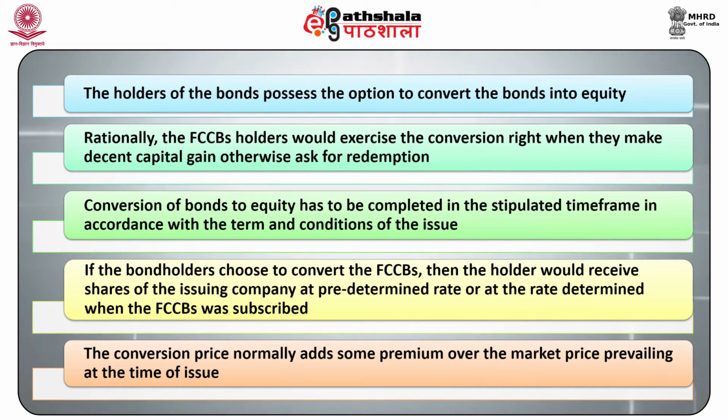If the bondholder chooses to convert the FCCBs, then the holder would receive the shares of the issuing company at a predetermined rate, or at the rate determined when the FCCBs were subscribed. The conversion price normally adds some premium over the market price prevailing at the time of issue.